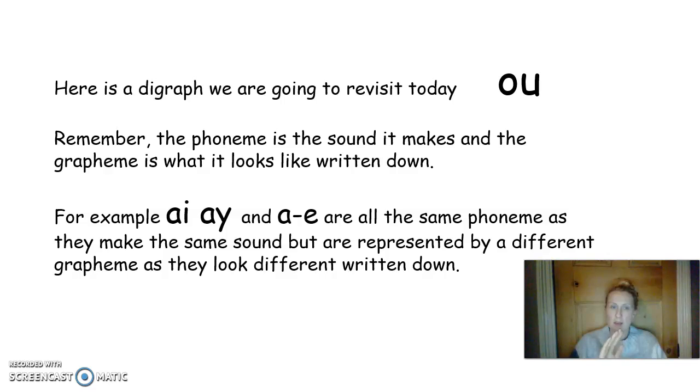Because remember that ai, ay and a-e are all the same phoneme. Sorry, year two, I can't think properly today, I'm going a bit crazy. They make the same sound, but they're all represented by a different grapheme because they all look different when they're written down, don't they? So that's the same as ow with o and u, and ow with o and w, isn't it?